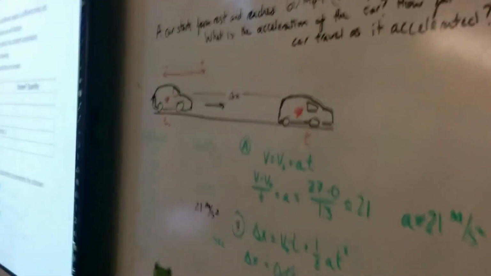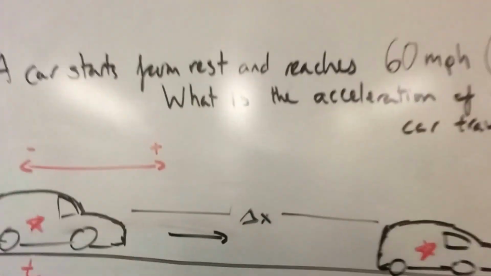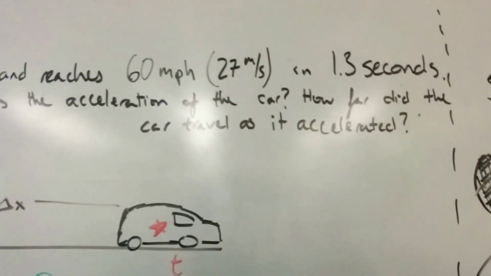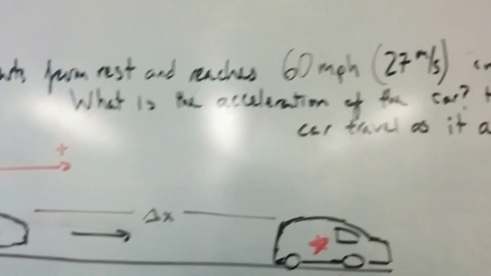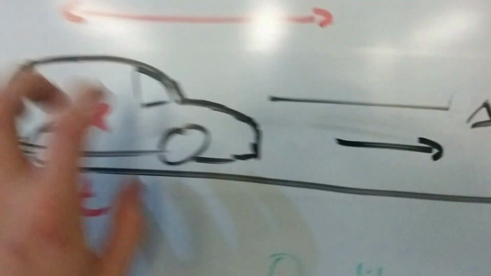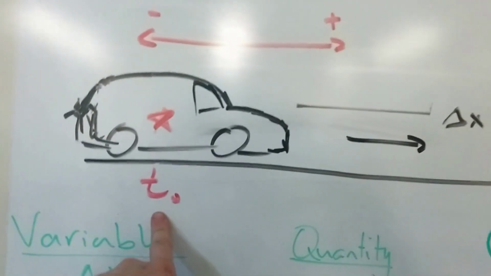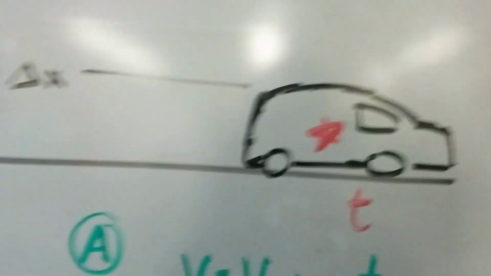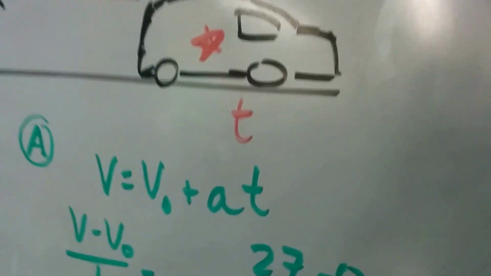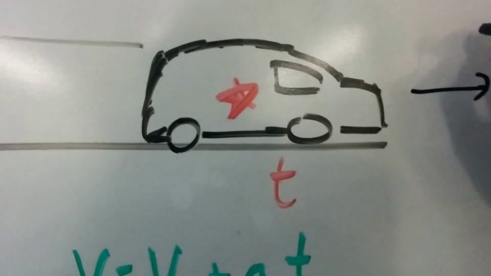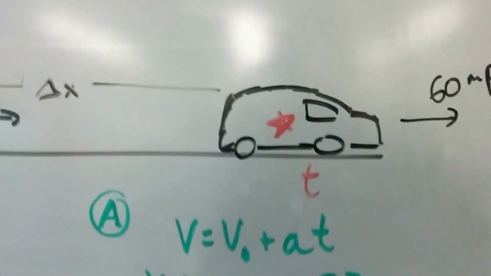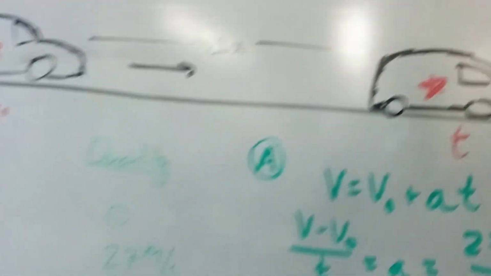So over here on the right, I have a situation where a car starts from rest and reaches 60 miles per hour in 1.3 seconds. What is the acceleration of the car? So I have this car, it's at rest at t0, and it gets off to 60 miles per hour when it's over here. So it's still moving to the right, 60 miles per hour when it's at that point, but we don't know how far it went.